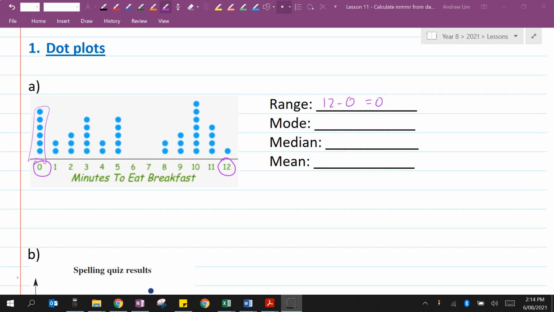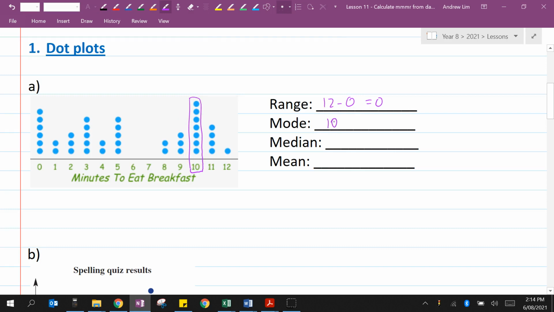The most common, or the mode, is the most common score. So which one has the most? It's 10. 10 has the most. It has the highest frequency, so the mode is 10.